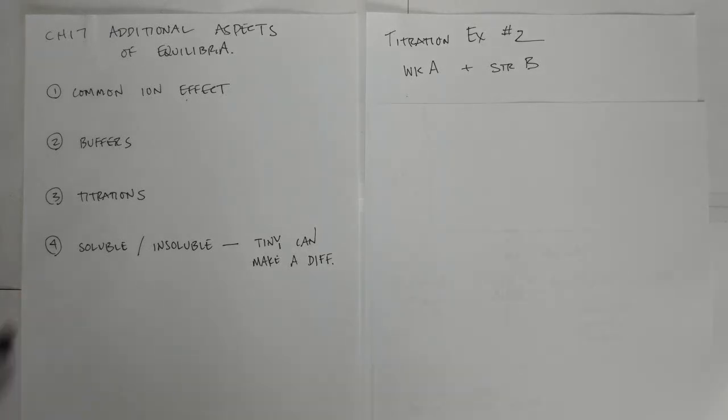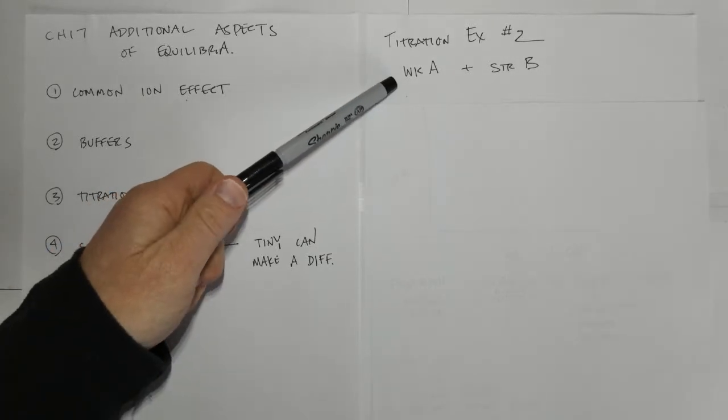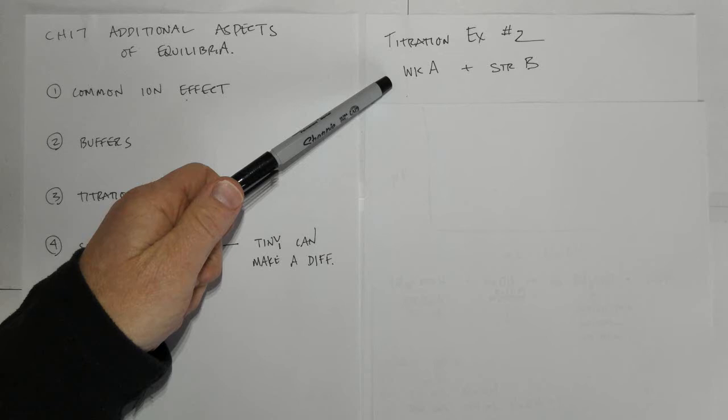All right, here we go. We're in number 3 here of chapter 17, titrations. This is the longest example. This will be the longest video. This will be the longest example problem of your life, at least in high school. And this is an example of a titration with a weak acid and a strong base.